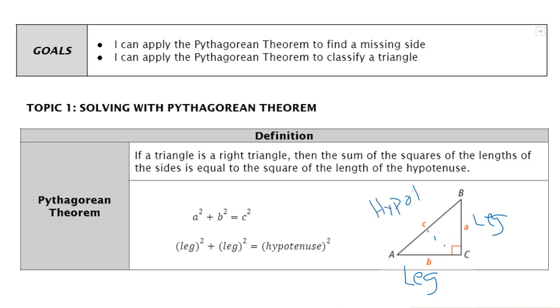And so what this theorem says is that if I take the leg squared and I add it to the other leg squared, that's going to equal the hypotenuse squared. Or a lot of times we learn it as a squared plus b squared equals c squared. So any right triangle is going to have that relationship. So we can use that relationship if we need to find a missing side.